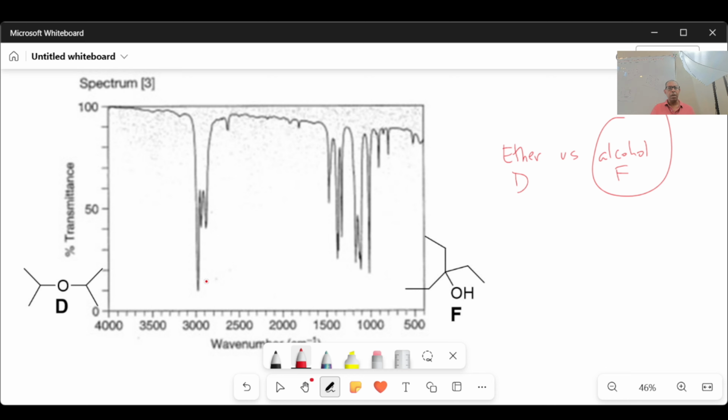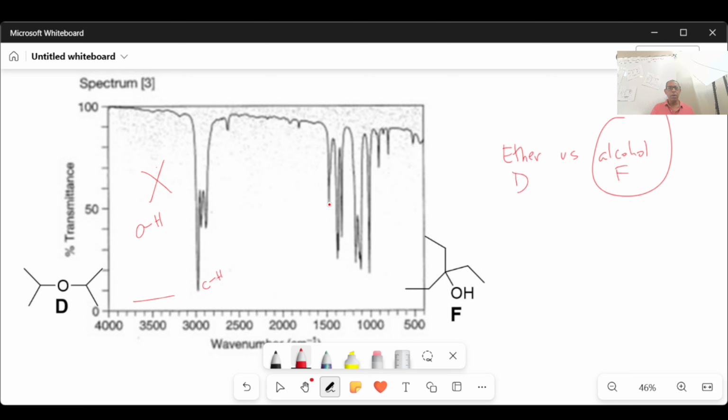You have the CH stretching. It is in both of these because all of them have CH stretching. That is not a surprise. But for F, you should have seen no OH stretching here because you should see it between 3300 to 3500. It usually comes here. It's a broad signal for an alcohol, and you don't see that. So immediately, this is an ether compound.